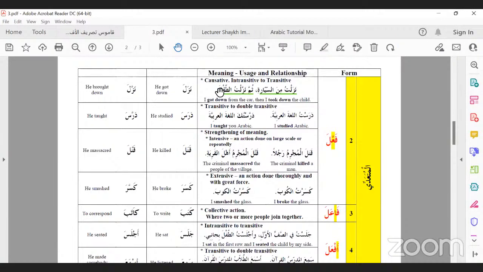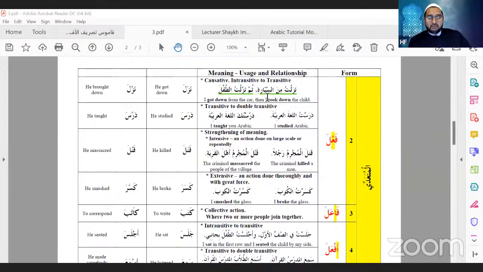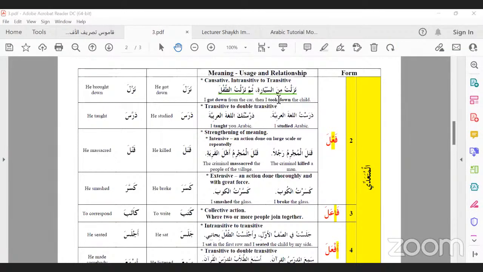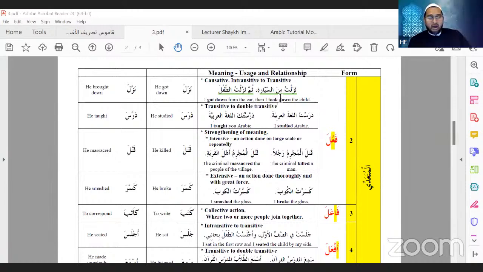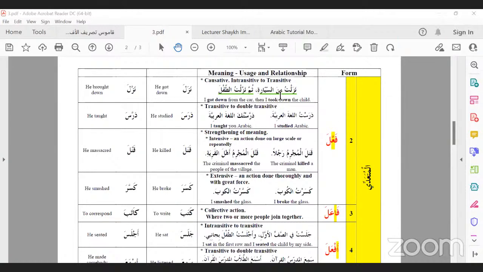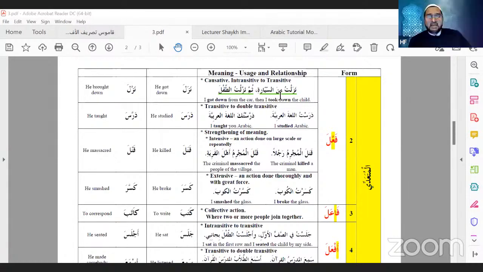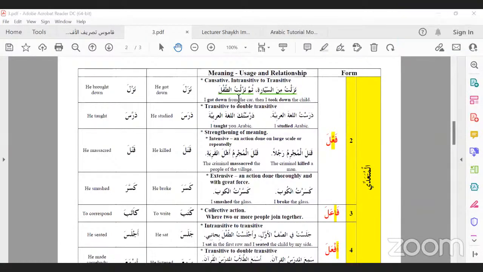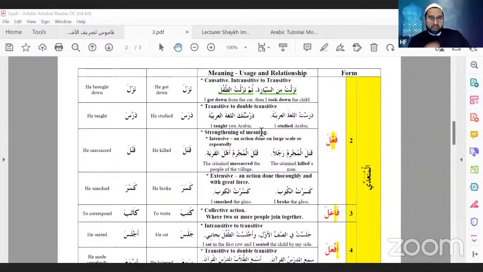Sheikh, I have a question on this one. Yes. Nazal min sayarati, right? Yep. I got down from the car. Isn't sayaratu acting as an object now? No. Min as-sayarati is a preposition. The whole thing is just a preposition? Exactly. No, I will not say it's an object. I would treat the whole thing as a preposition, because min is from, and sayarat is getting a kasra. That's how you treat that. Good question. I like it.